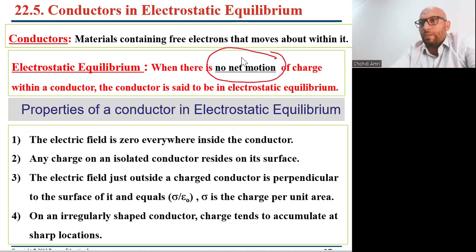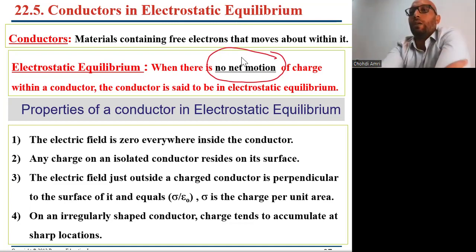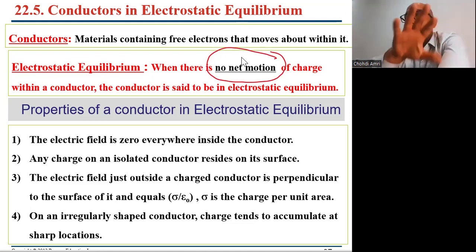We must underline the words no net motion of charges. There is motion. For example, if we have 5 electrons moving to the right, but at the same time 5 electrons are moving to the left, then when we calculate the net motion, it would be 0. So we can say the conductor in this condition is in electrostatic equilibrium. What are the properties of a conductor in electrostatic equilibrium? The first property: the electric field is 0 everywhere inside the conductor.